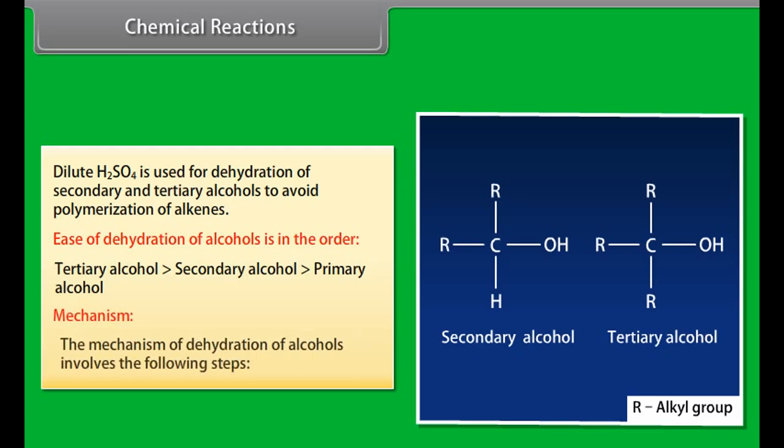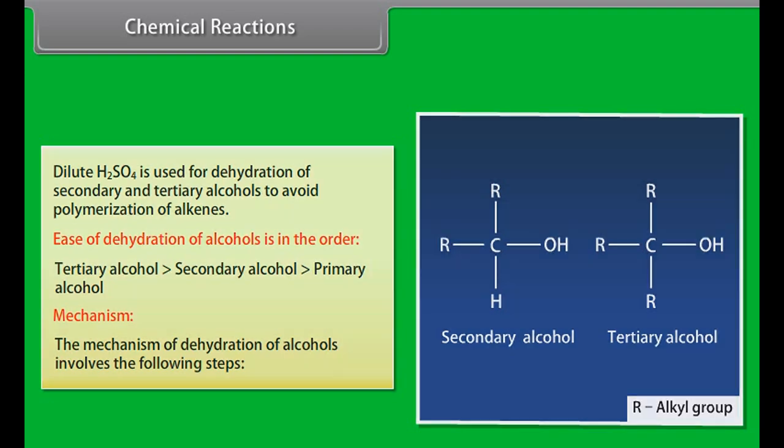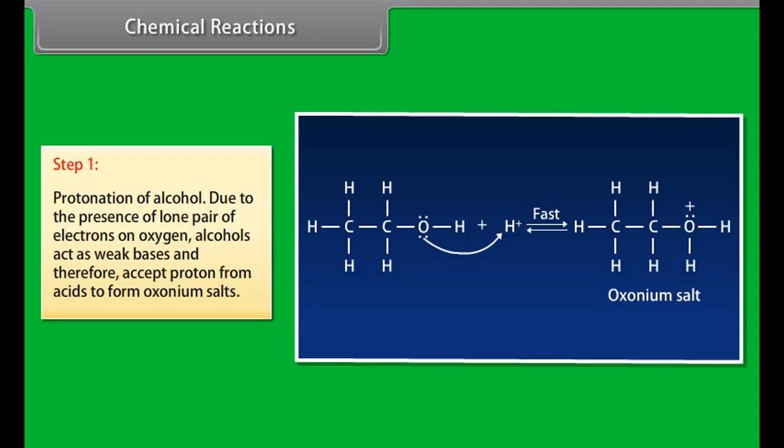Mechanism. The mechanism of dehydration of alcohols involves the following steps. Step 1: protonation of alcohol. Due to the presence of lone pair of electrons on oxygen, alcohols act as weak bases and therefore accept a proton from acids to form oxonium salts.